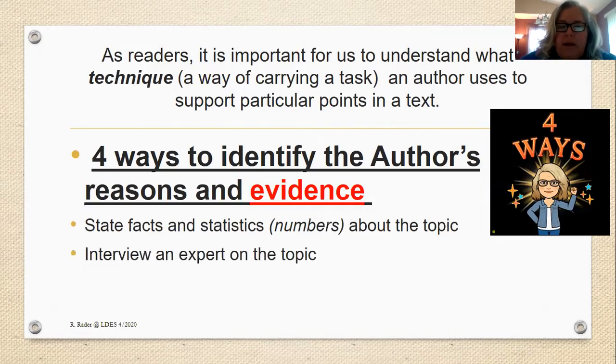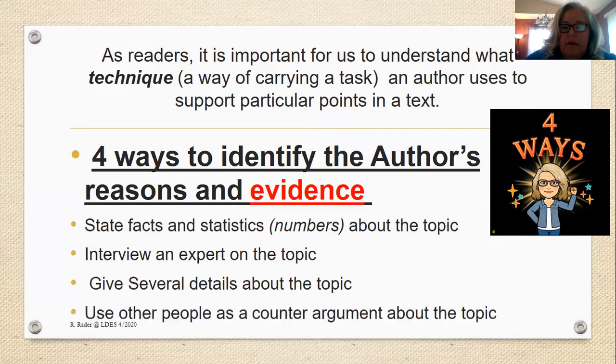So stating facts, and I'm just going to say numbers about the topic. And there's also way number 2, which is to interview an expert on the topic. So if you have an expert to give their opinion, then that's easier for the author to make you believe what they believe because they have another person that they've interviewed. And way number 3 is to give several details about the topic. And the 4th way is to use other people as a counter argument about the topic. So getting other people's opinion about it. That is a way that the author gives evidence to support their belief.